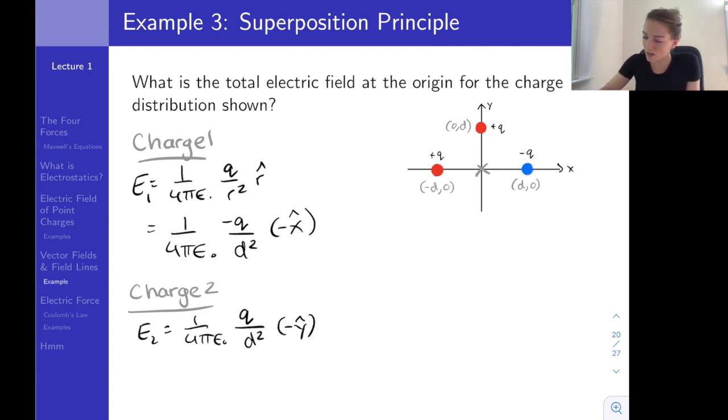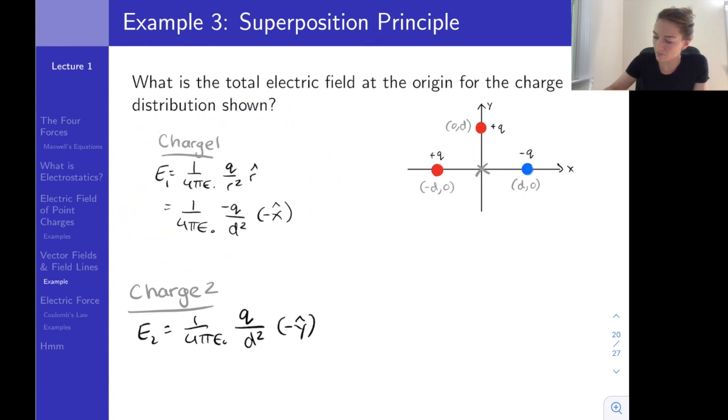So now let's do charge 3. Let me move this.